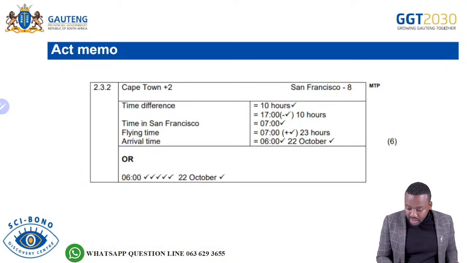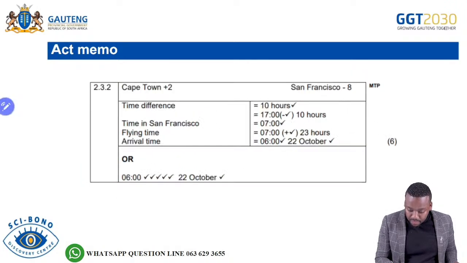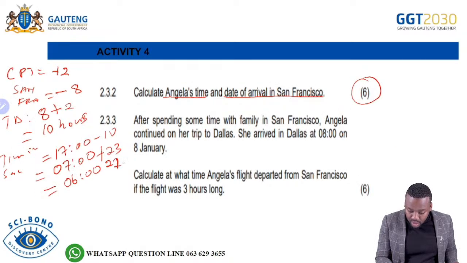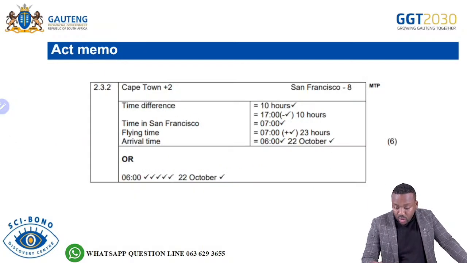6 o'clock, the next day, 22 October. It is very tricky because here is the next day. So this one you will get your full 6 marks. Let's check on this other memo.